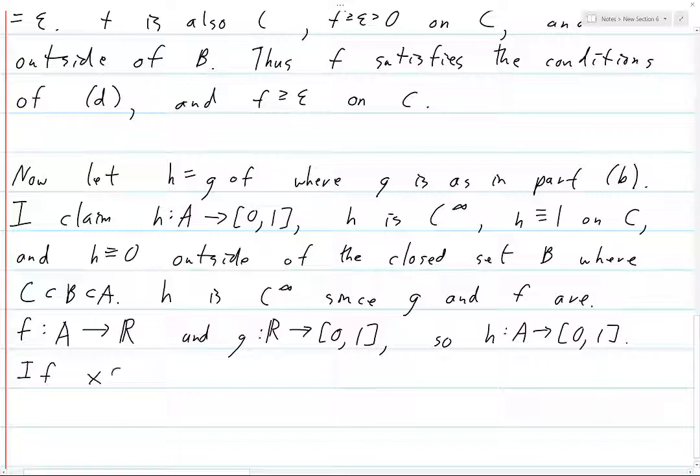If x is in C, then f of x is greater than or equal to epsilon, which we just proved by our construction of epsilon.